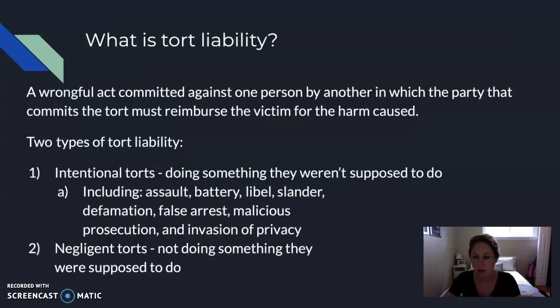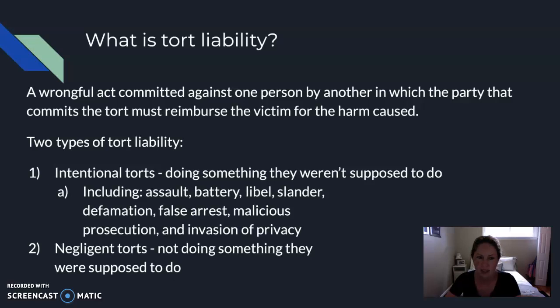So first, what is tort liability? This is a wrongful act committed against one person by another, in which the party that commits the tort must reimburse the victim for the harm caused. There are two different types of tort liability.